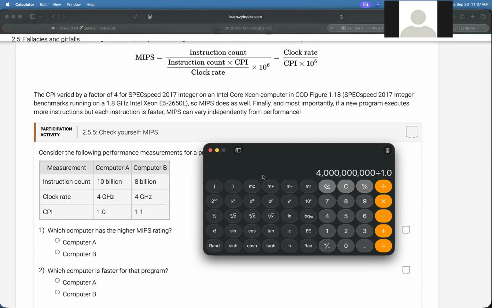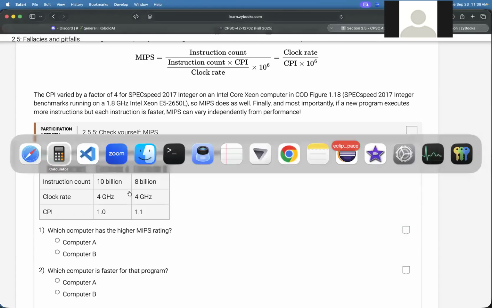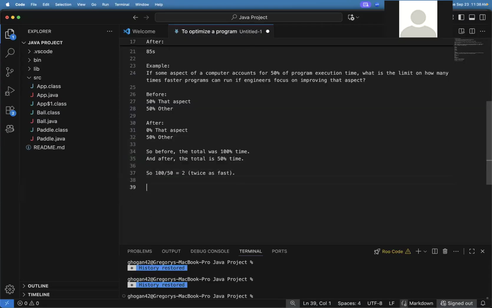But because it's millions of instructions per second, you also have to divide by a million. That 10 to the sixth, a million, is in the denominator. So divide by another million, and this is 4,000. So computer A is 4,000 MIPS. That's what we have there.